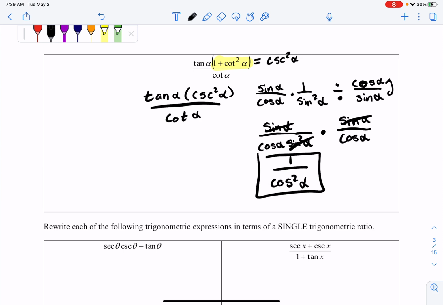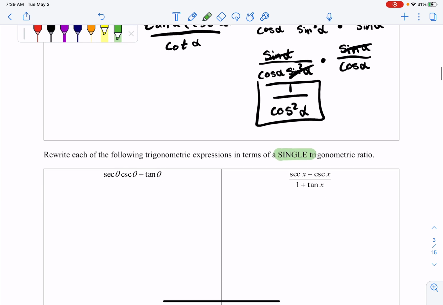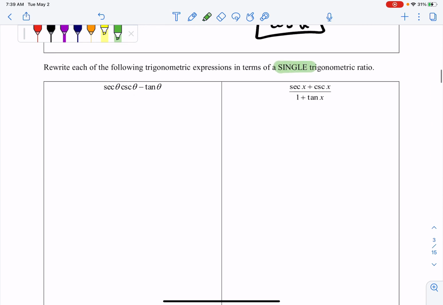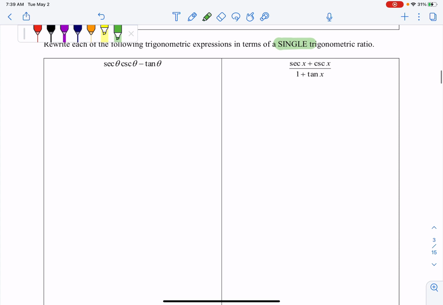Okay, now notice the directions are changing a little bit here. We are going to write this just as a single trig ratio. So in the end, you should have a singular trig ratio. This could be something other than sine or cosine. So this could be any of your 6 trig functions, but you are looking to have something like sine x or cosine theta or secant theta at the end of this. So that's what they mean by single trig ratio.